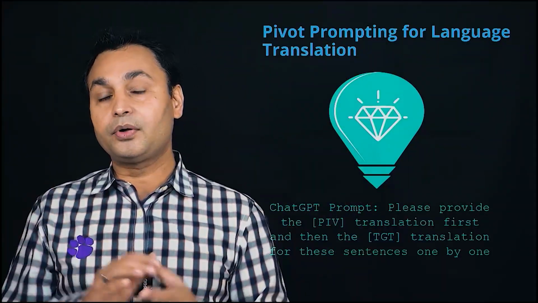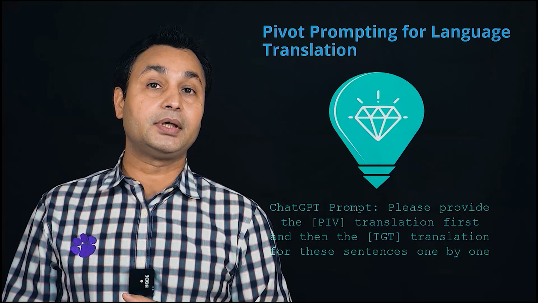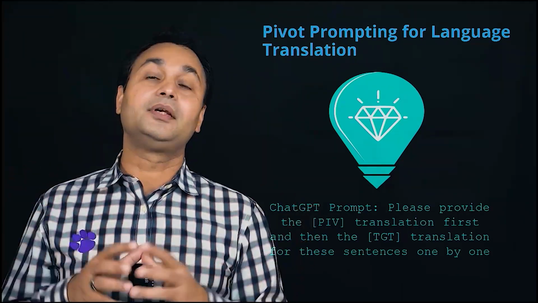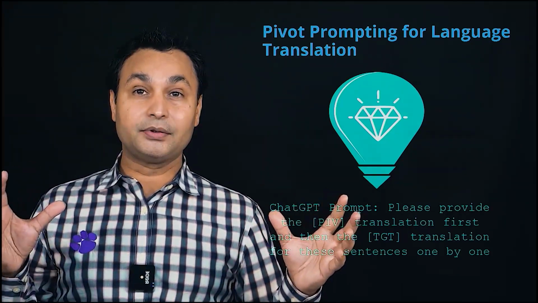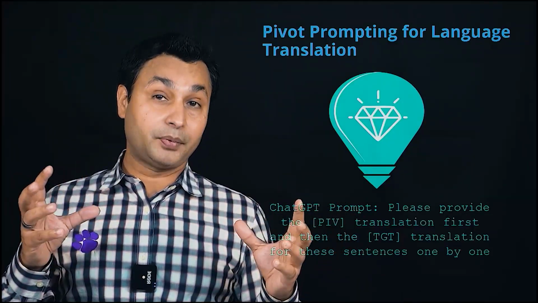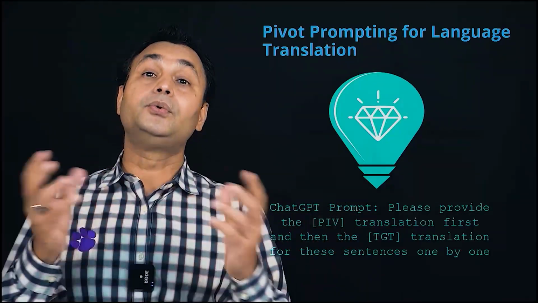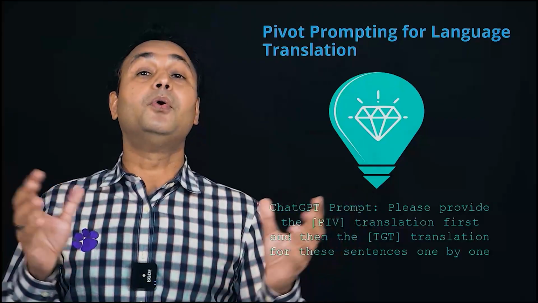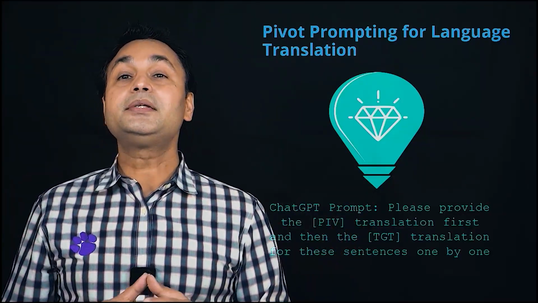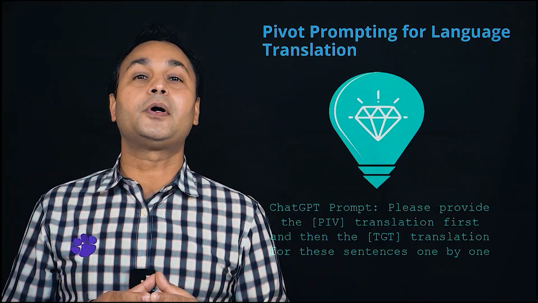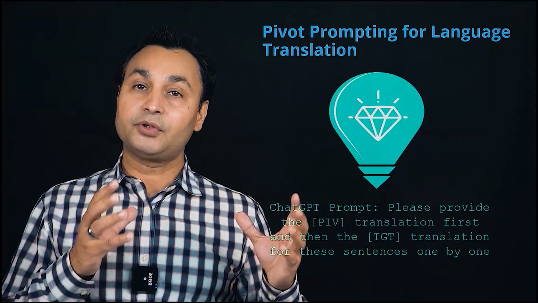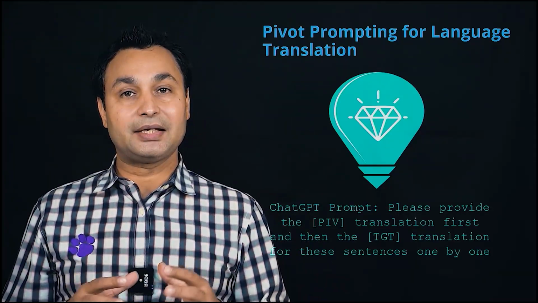And it has shown promise in language translation for cases where there is not much data between two languages themselves, and you can use a lot of data pertaining to the English language to do the pivoting and get more accurate results. So let's see a demo of how pivot prompting could be used for language translation using ChatGPT.